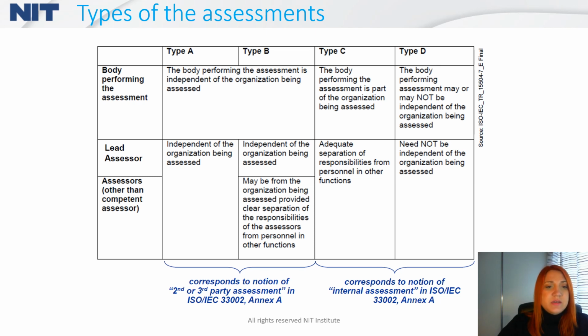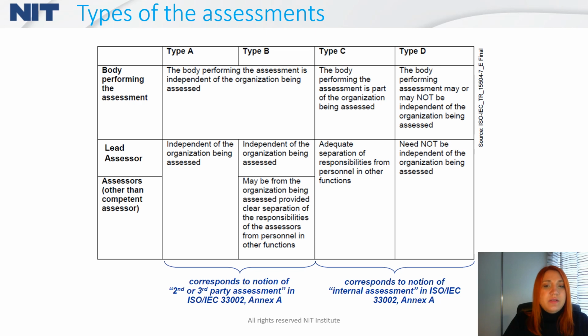The previous categorization tells us how many instances we will use. In this slide, we have the types of the assessments, and both of them, the categorization and the types, must be part of the scope of an assessment. To understand the types of assessment, it is necessary to distinguish the body performing the assessment, the lead assessor, and the other assessors like the co-assessor and similar.